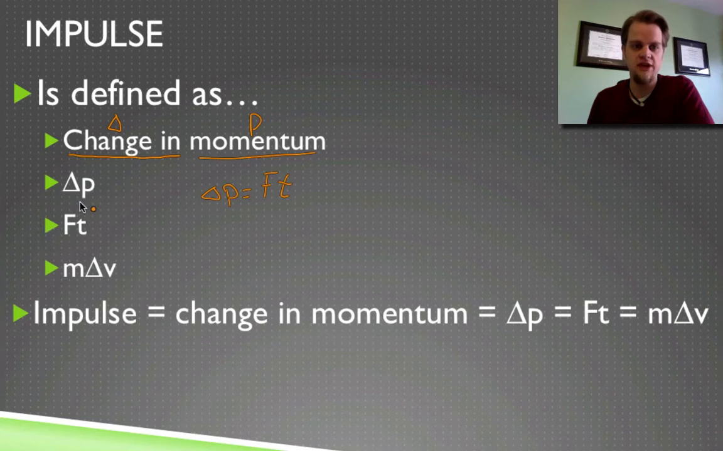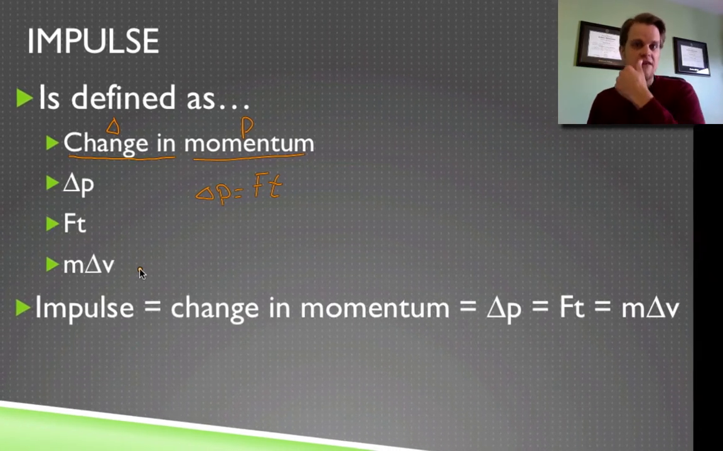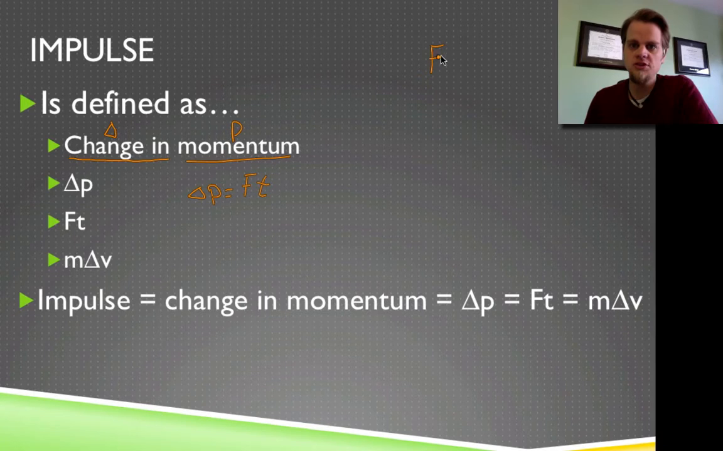You can define impulse as Ft. You can even switch it to m delta v. This goes back to Newton's second law. Remember we said F equals ma, and we could substitute in and say F equals m times delta v over t, because acceleration is just how much the velocity changes over time. Well, this t looks kind of ugly down here. This side is divided by t, so let's multiply both sides by t, and we get that Ft equals m delta v.